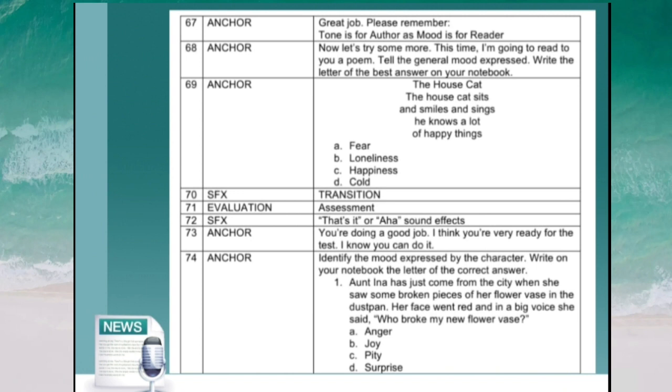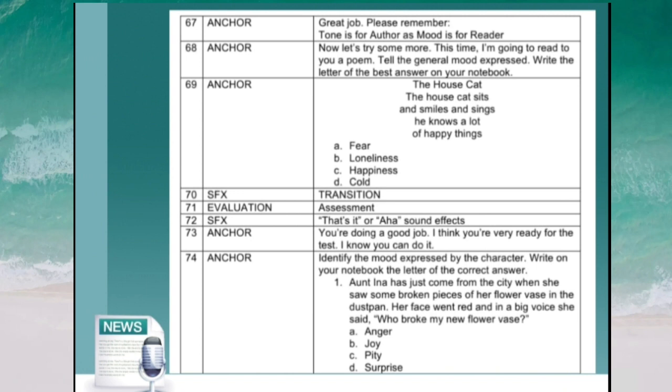Please remember, tone is for author as mood is for reader. Now let's try some more. This time, I'm going to read to you a poem. Tell the general mood expressed. Write the letter of the best answer on your notebook. Here it goes. The house cat. The house cat sits and smiles and sings. He knows a lot of happy things. A, fear. B, loneliness. C, happiness. D, cold.